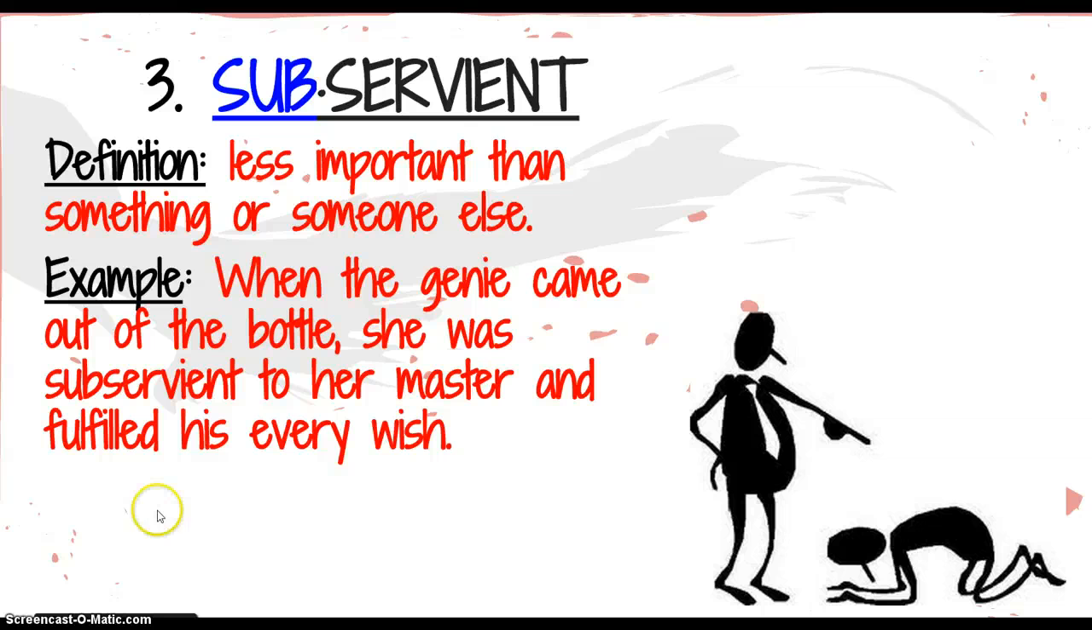The next word is subservient. You're going to draw a line like you've done with the previous two words, separating the prefix from the base word. The definition of subservient is less important than something or someone else. Example: when the genie came out of the bottle, she was subservient to her master and fulfilled his every wish. If you want to think about the movie Aladdin and Genie, Aladdin had 3 wishes that Genie could grant to him, and you can reference that movie to help you remember the word subservient.